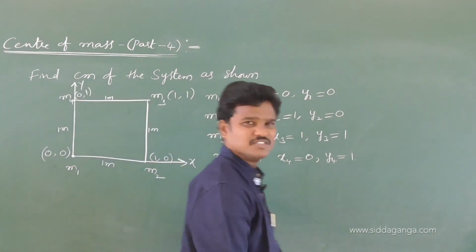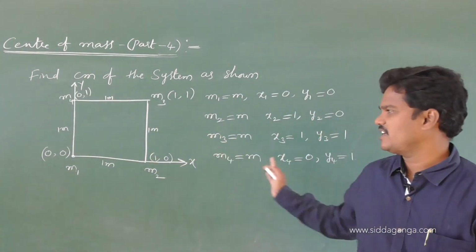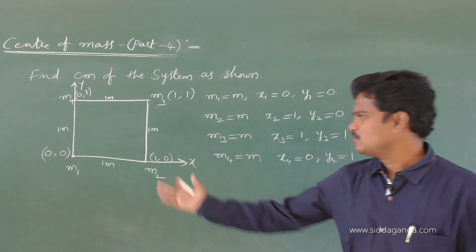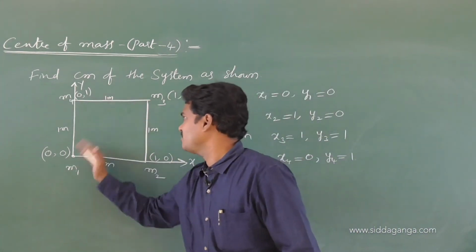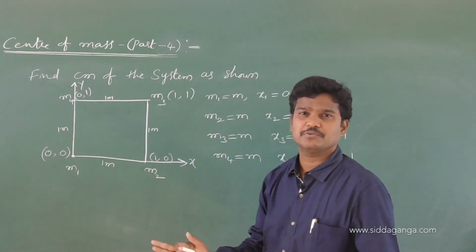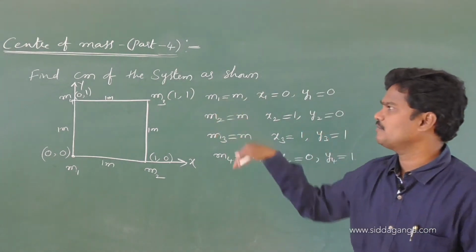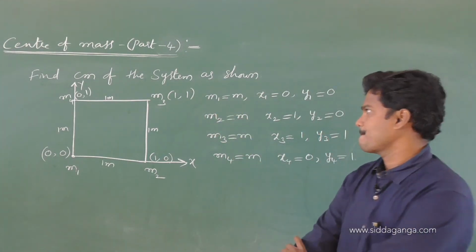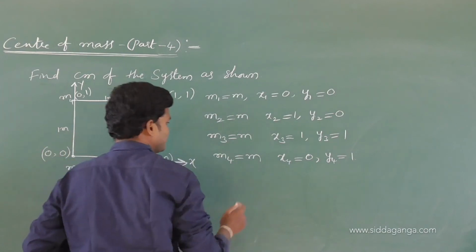Directly we can expect, because it is a uniform object, along the x axis half and along the y axis also half, 1 by 2, 1 by 2. Directly we can expect this because it is a uniform shaped object. Okay, some symmetry distribution is there.